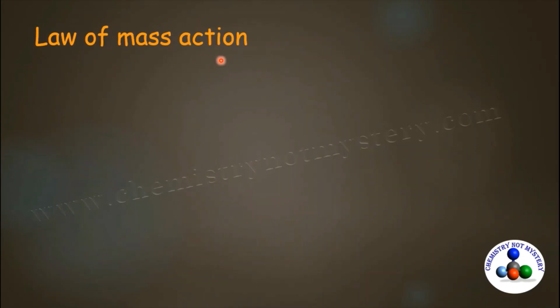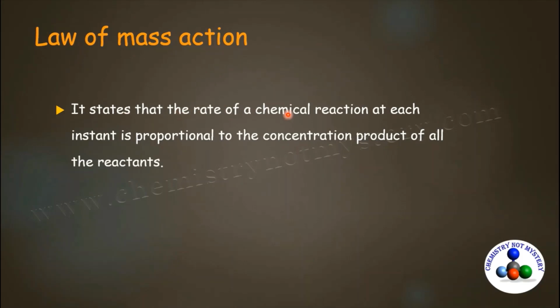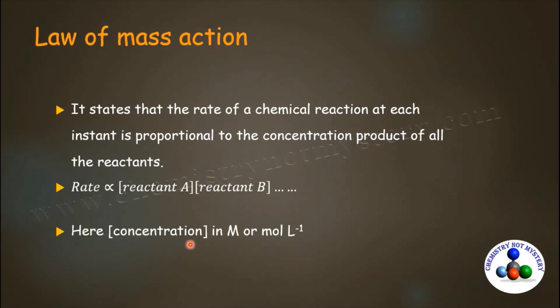Now come to the law of mass action. It states that the rate of a chemical reaction at each instant is proportional to the product of the concentrations of all the reactants. Or mathematically you can write: rate is directly proportional to the concentration of reactant A multiplied by the concentration of reactant B and so on. Here concentration is expressed in molarity or in moles per liter.